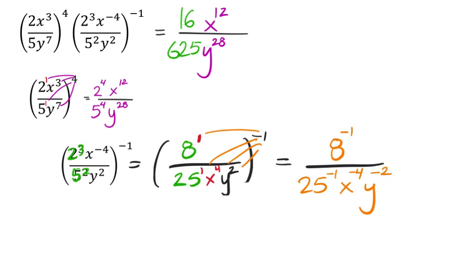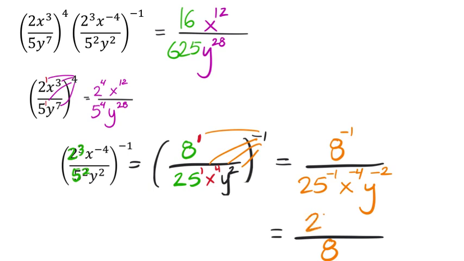Now the problem here with this fraction that I have is that all of the exponents are negative, which means if they're in the denominator, they now need to be in the numerator. And if they're in the numerator, they now need to be in the denominator. So 8 to the power of negative 1 will be 8 to the power of 1 in the denominator. I just don't really need that exponent now.